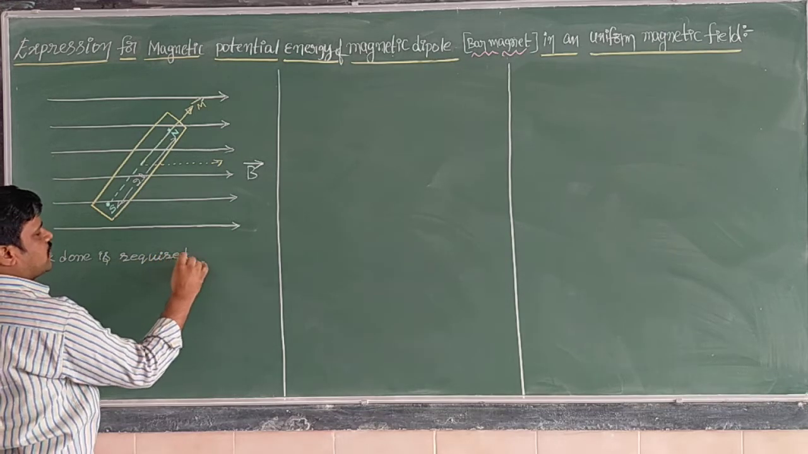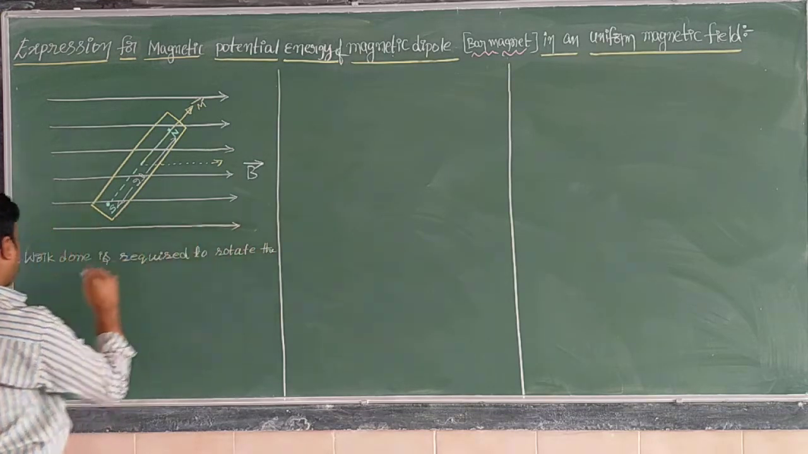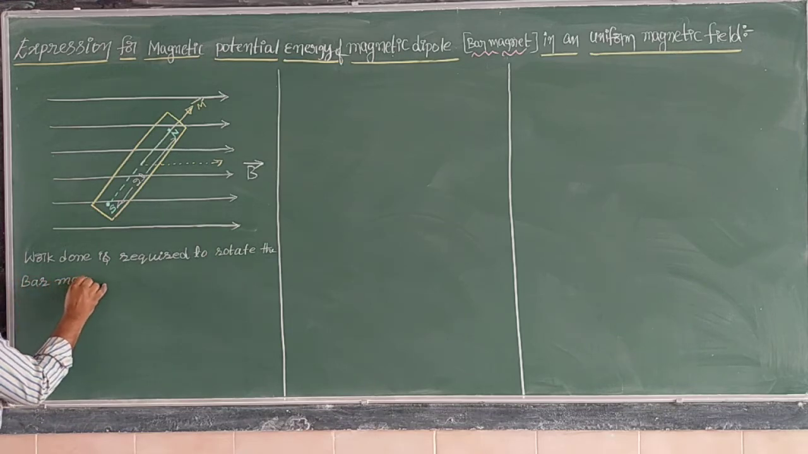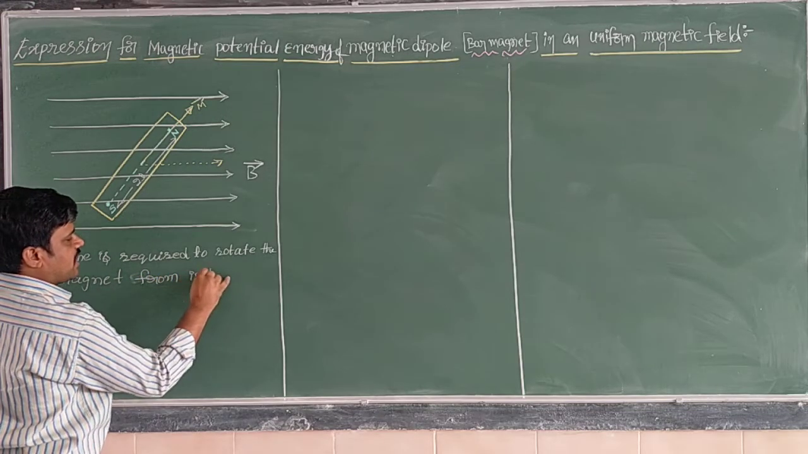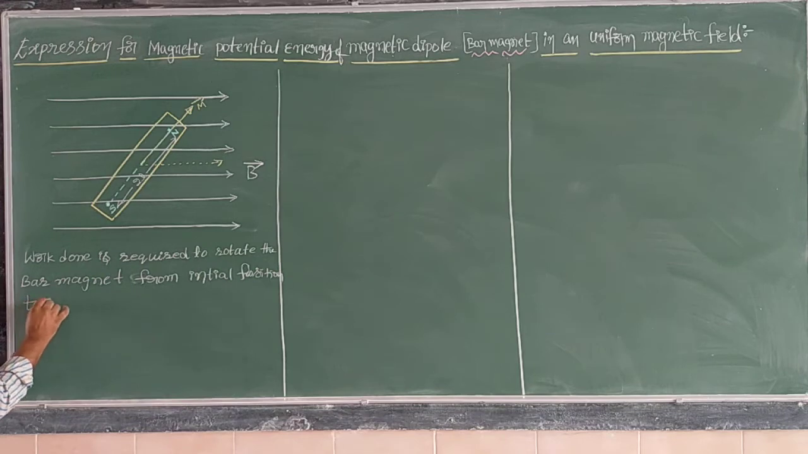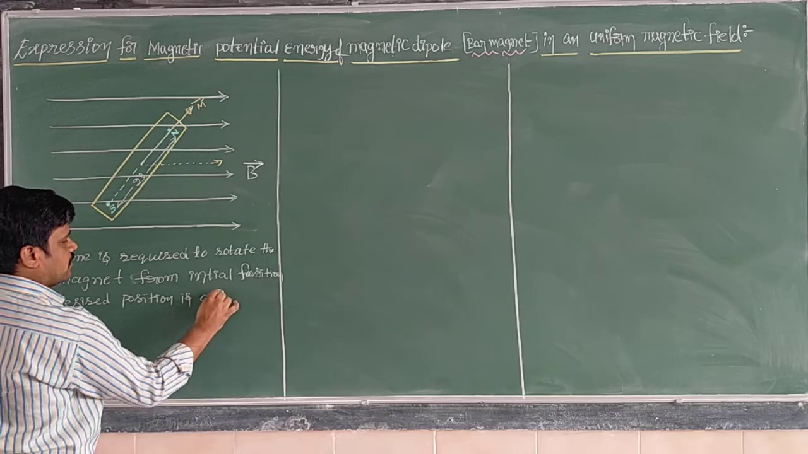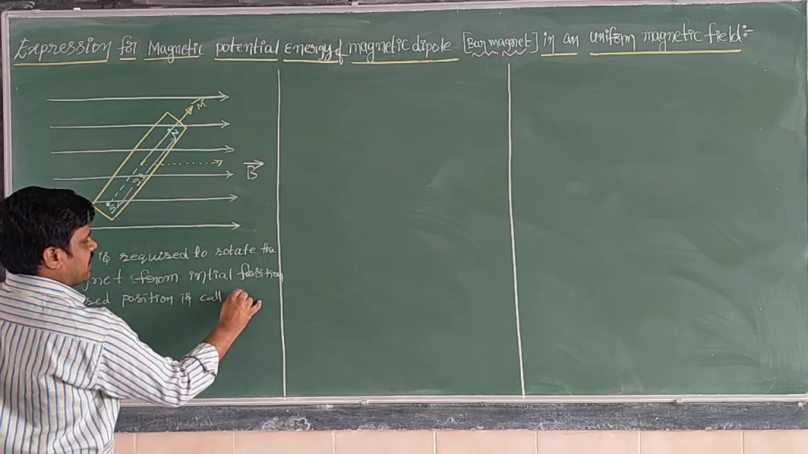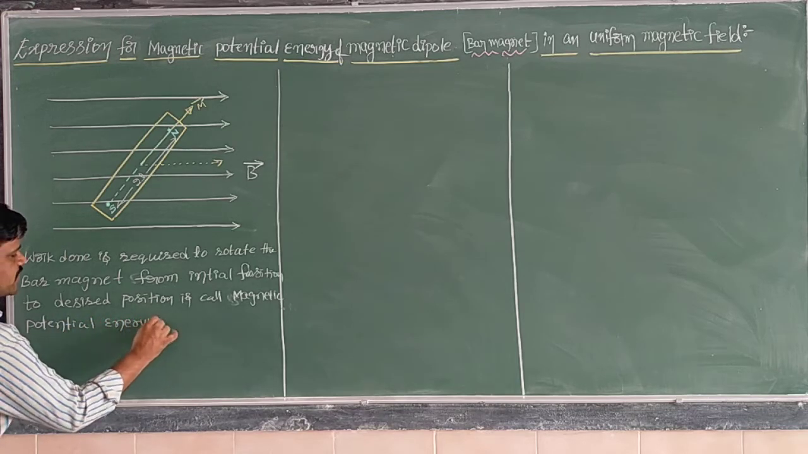Work done required to rotate the bar magnet from initial position to desired position is called magnetic potential energy. We can call it magnetic potential energy.